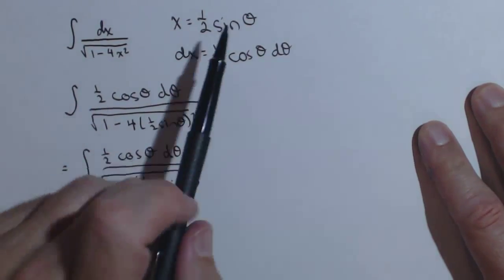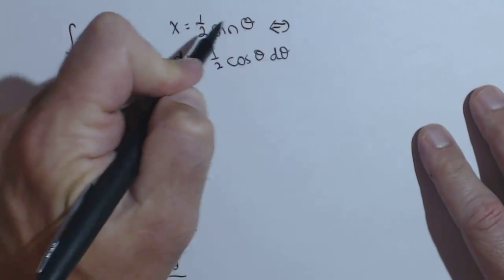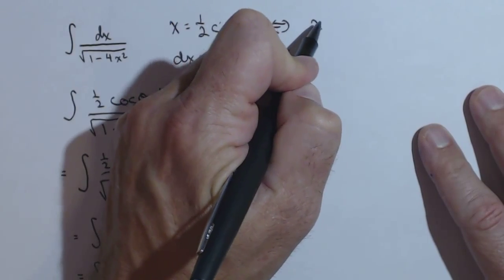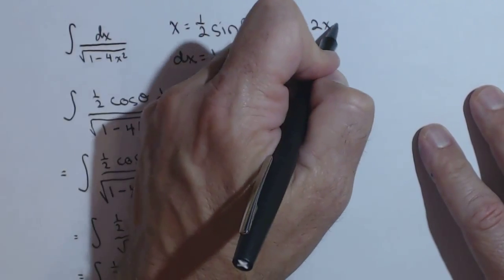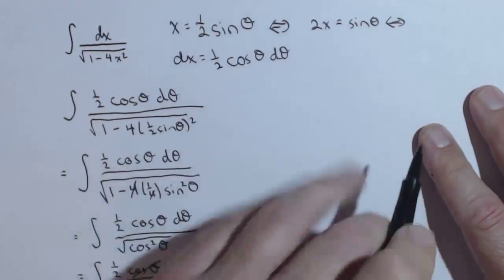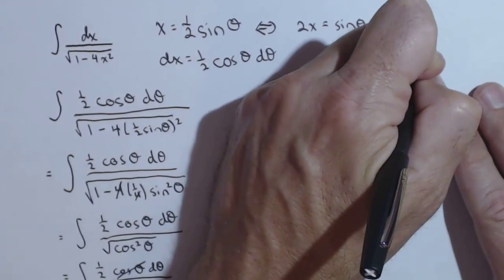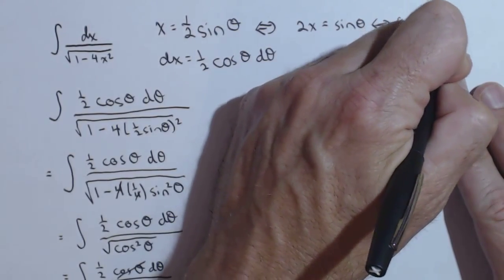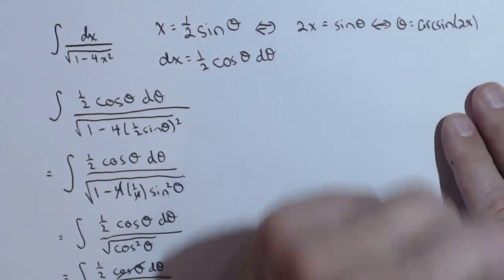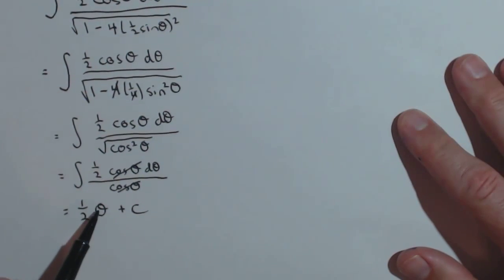So let's go back up here. This needs to be solved for theta. In doing so, we'll multiply both sides by 2. So we get 2x equals sine theta. And then we'll use an inverse trig function to solve for theta. We get theta equals arcsin of 2x. That's that theta down here, excuse me.